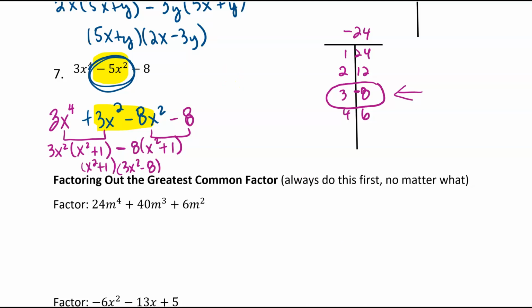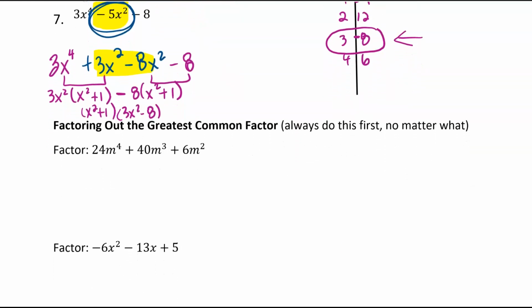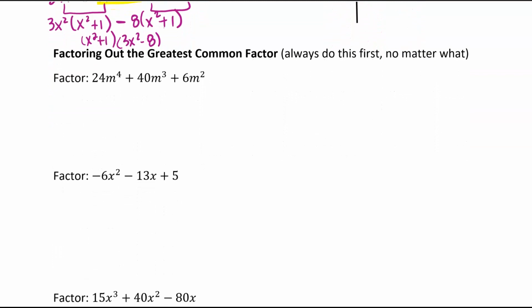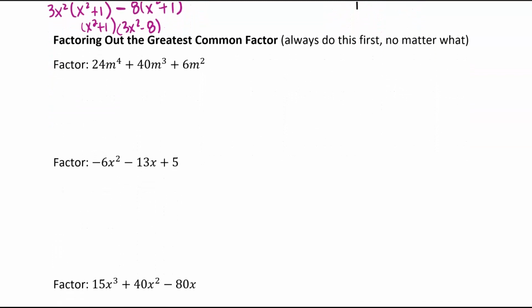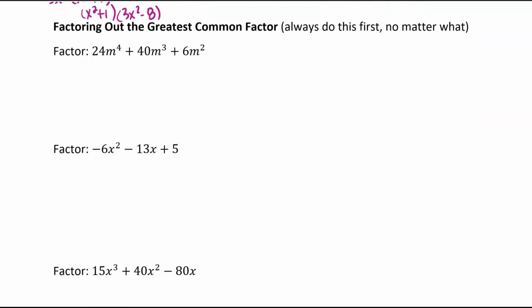Moving on to the problems here, factor out the greatest common factor. Sometimes you will encounter problems where you must take the GCF out first. For example, for this particular problem, you need to take out 2m squared first, which will leave you with 12m squared plus 20m plus 3.